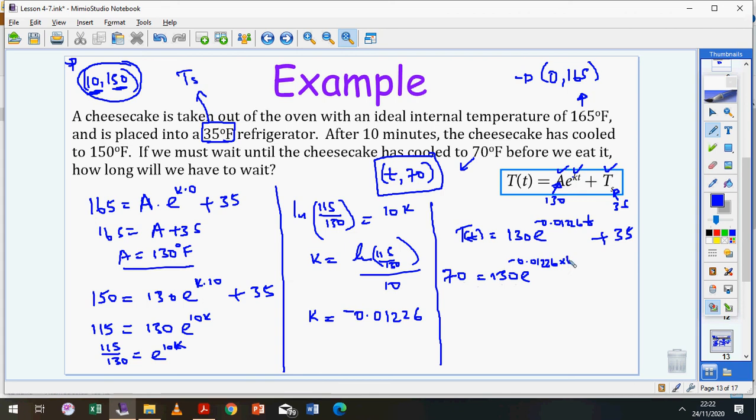Simplifying this, subtract 35 from 70, that gives me 35 equals 130 e to the power of that whole thing, so negative that T. Divide both sides by 130, so 35 divided by 130 is equal to e to the power negative 0.01226 t. What do I do next? Introduce natural logarithms on both sides.